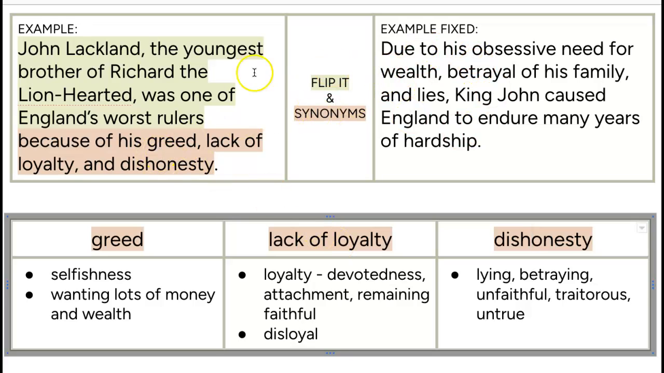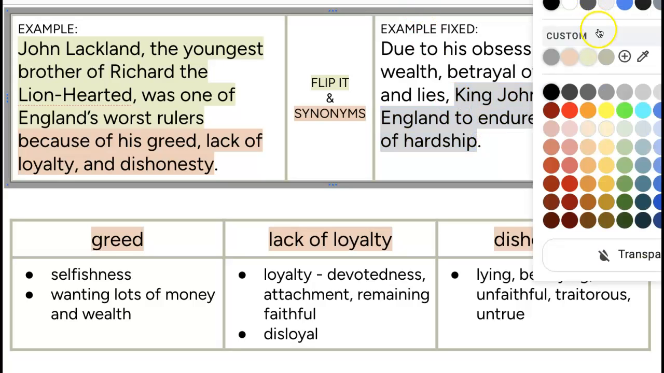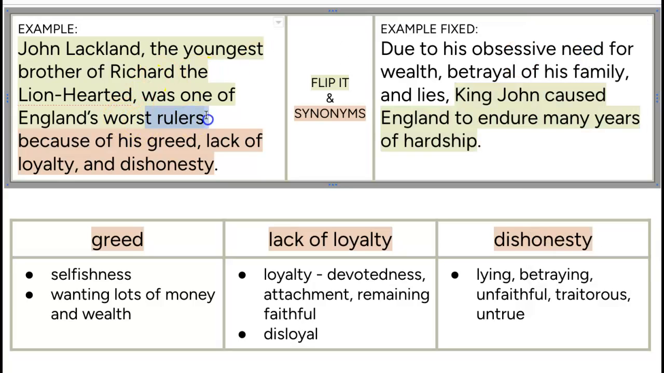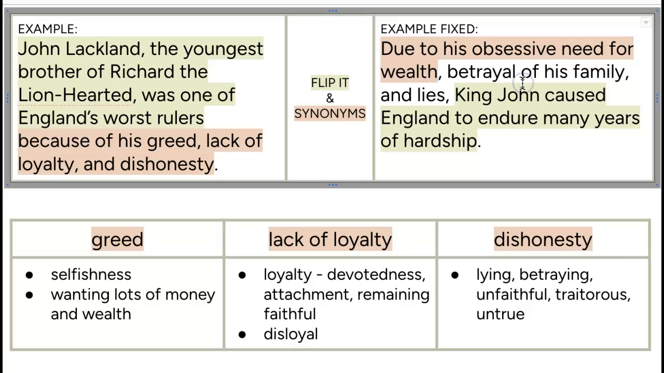So when I go to restate this, I'm going to move this to the end. And of course, I don't want to just say this again. I put in a positive in here. I don't need to say that he is the brother of Richard Lionhearted again, because I've already said that. So I said King John caused England to endure many years of hardship. Okay, enduring many years of hardship shows that he was one of the worst rulers. Then I'm going to keep these in the same order, but I need to think of another way to say greed. So I said, due to his obsessive need for wealth. Well, that's another way to talk about somebody being greedy.